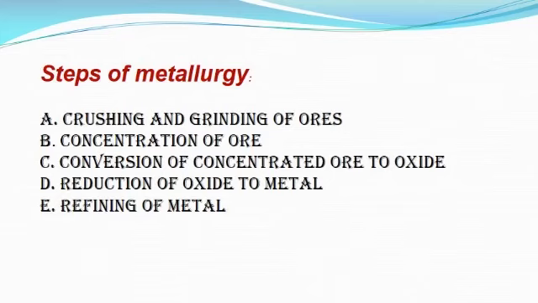Now let's discuss the steps of metallurgy. Pure metal may be obtained from the ores through 5 steps. First step is crushing and grinding of ores. Second is concentration of ore. Third step is conversion of concentrated ore to oxide. Next is reduction of oxide to metal. Last step is refining of metal.